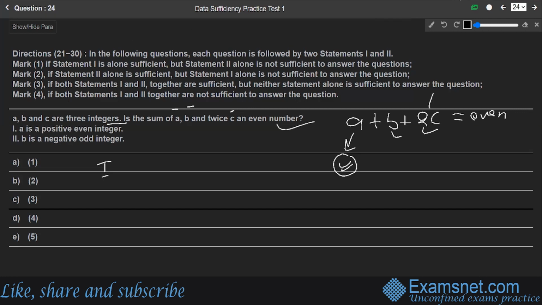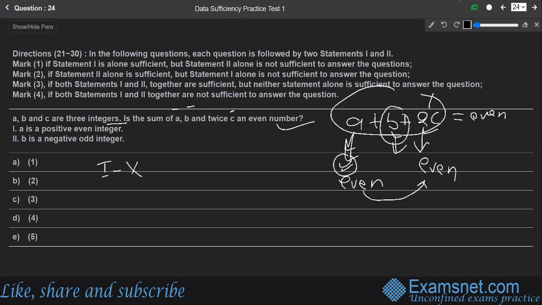Obviously 2C will be even. Twice of any number, whether it is an odd number or an even number, becomes even. So this will always be even, and A is given out to be in the first statement as even. But what about B? B's status is not clear. If these two evens are added, even and even make it even. But that depends on B. Whether B is odd or even will decide whether the total sum is even or odd. So clearly the information of B is missing in statement number one. So statement number one alone cannot answer the question.